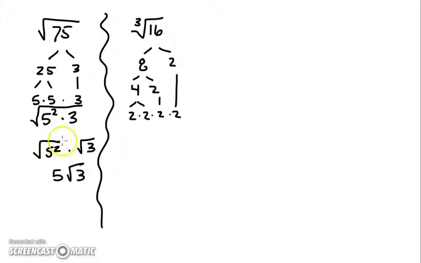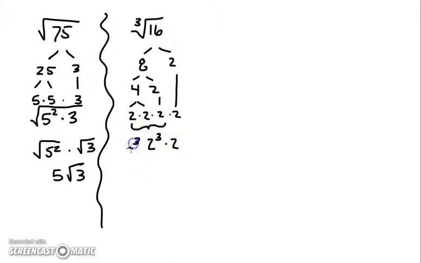But we want to be able to use this property here. So we look for our index. It's a 3. So I want to try to write something to the 3rd power. So if I take these first 3 2's, I can rewrite 16 as 2 to the 3rd times 2.